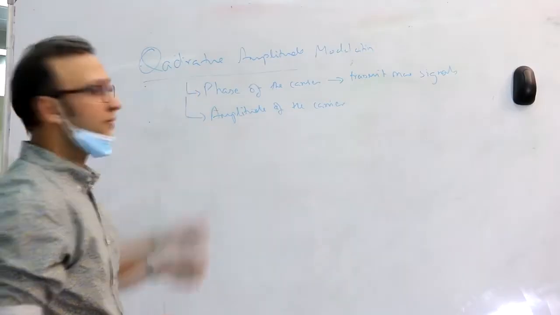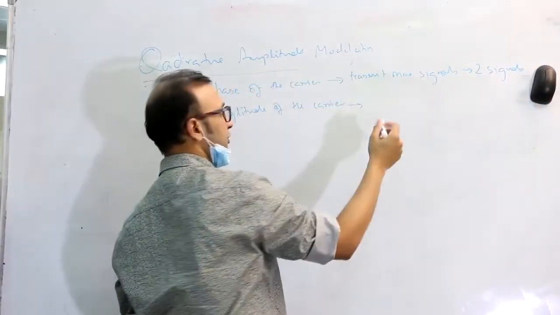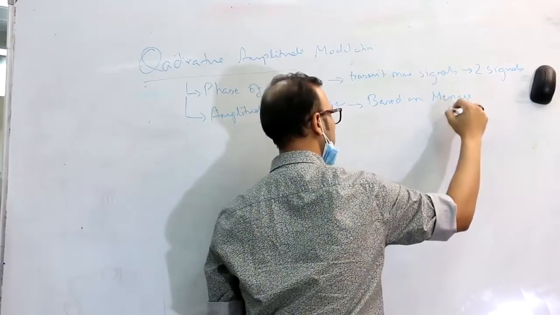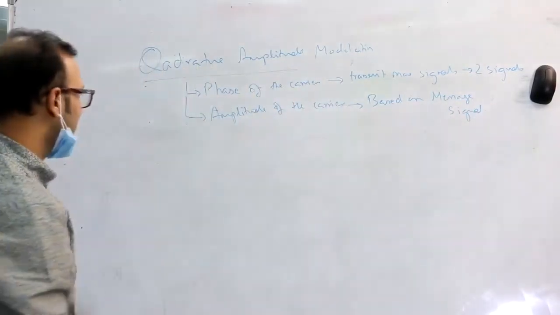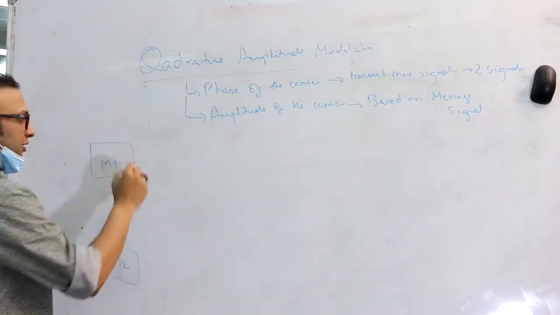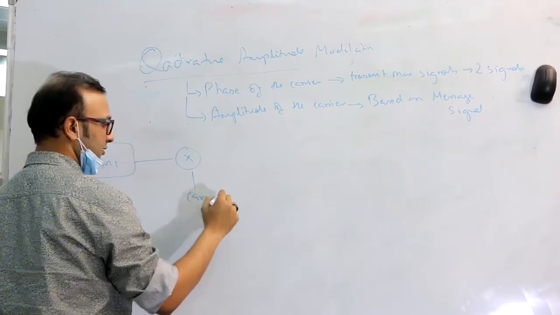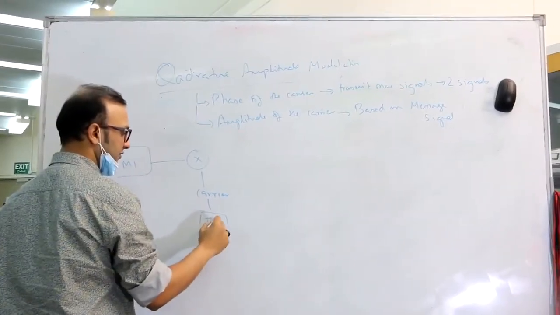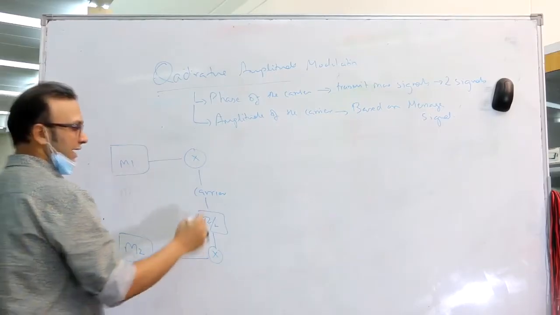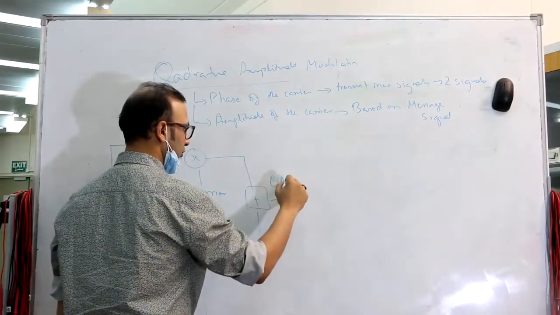This is why it's called quadrature. That means you can transmit two signals together, and the amplitude of both the carriers will change based on the message signal. Let's understand that by looking at the block diagram. I have message 1 and message 2, two different messages. The first message, because it's amplitude modulation, is multiplied with the carrier. The same carrier is phase shifted by 90 degrees and multiplied with the second message, and both of them are then added. This is your QAM signal.